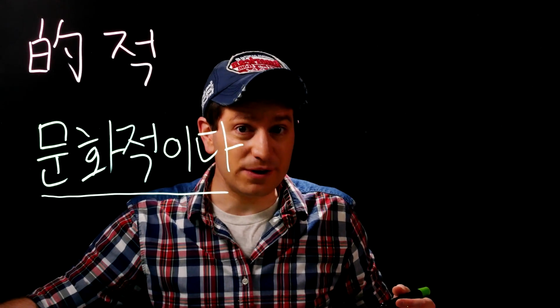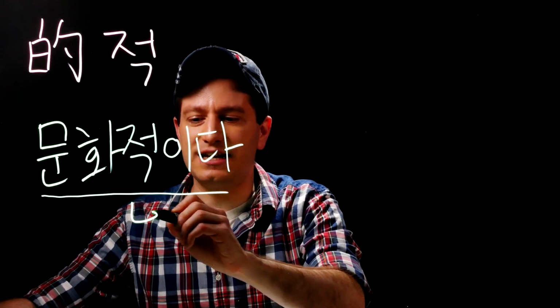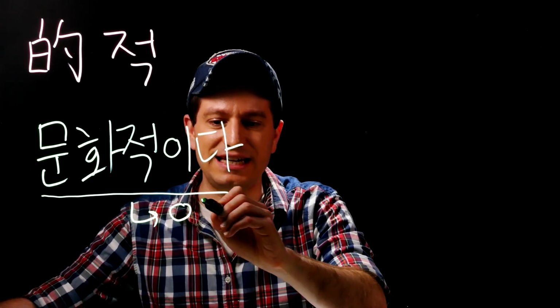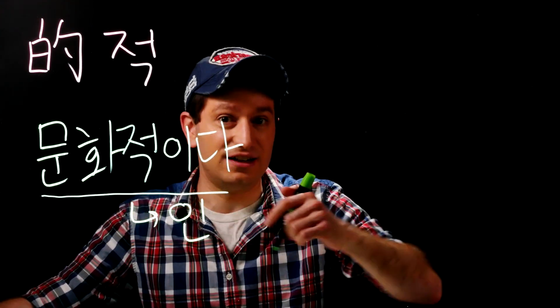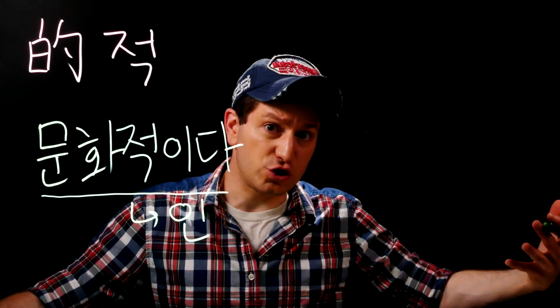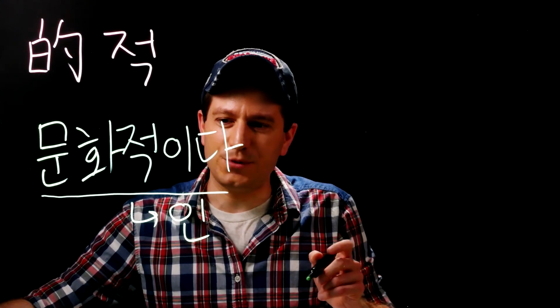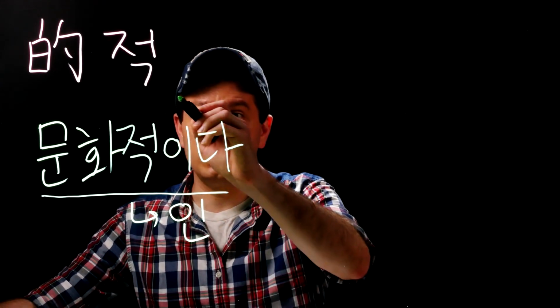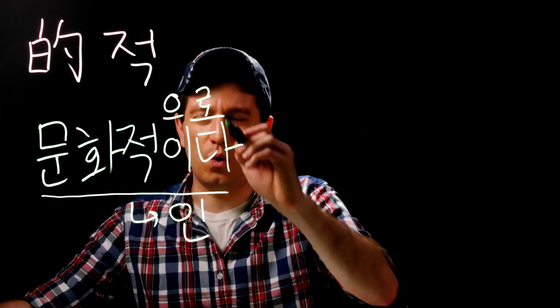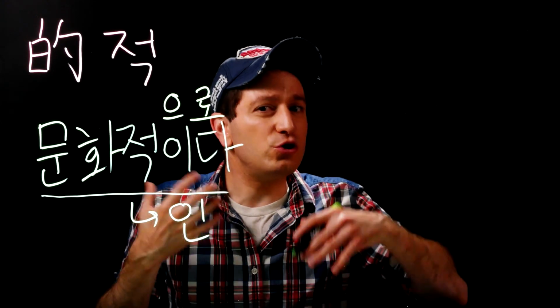So now we have this new descriptive verb, to be cultural. And if we have a descriptive verb, we can easily change that into an adjective by conjugating 이다 to 인, 문화적인. So something that is cultural. Or you have another option. If you'd like to change this into an adverb, then after 적, you attach 으로, 문화적으로, culturally.